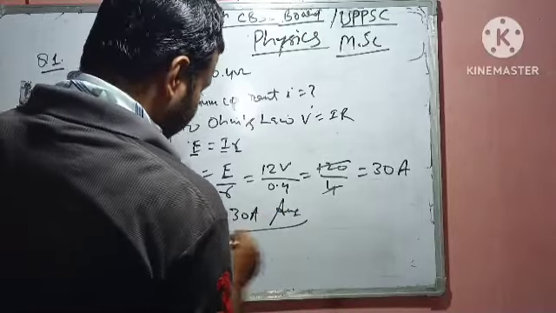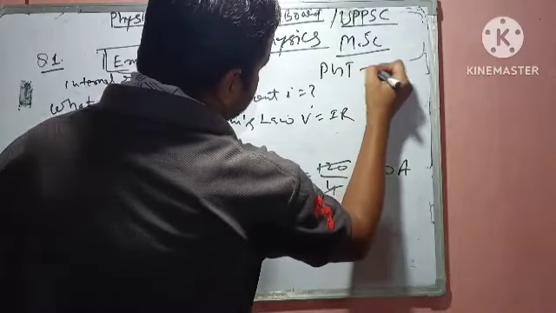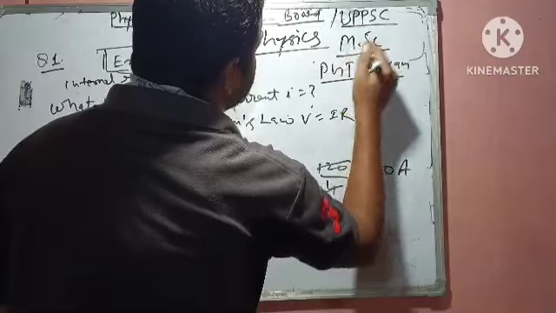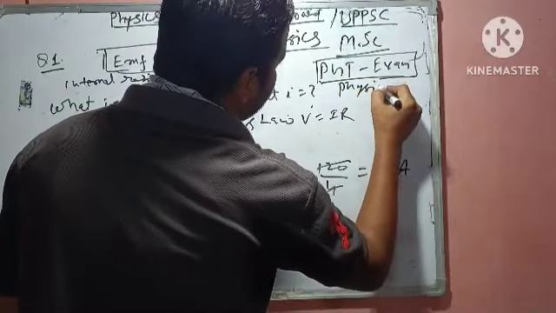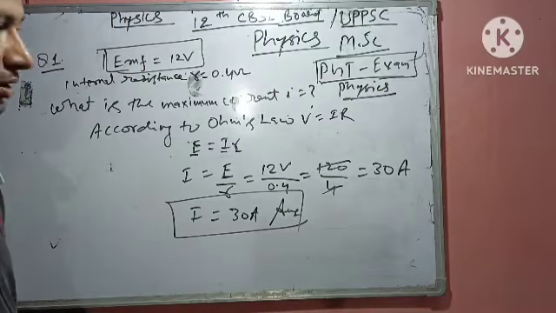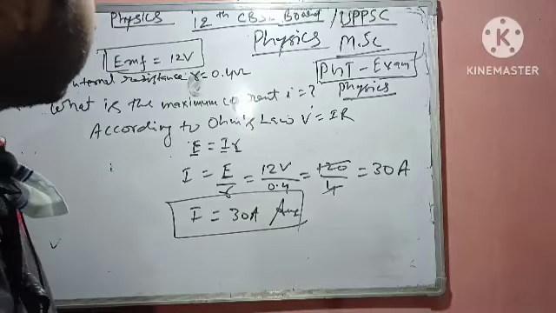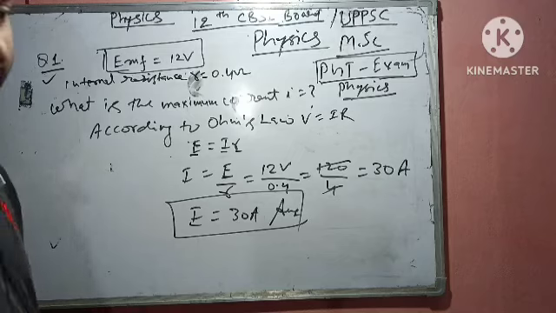This is your answer. For the UPPSC lecturer and PGT exam physics, this is very important for you to study. Question number first, answer is I is equal to 30 ampere.